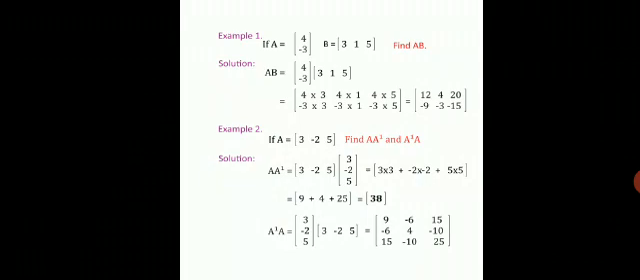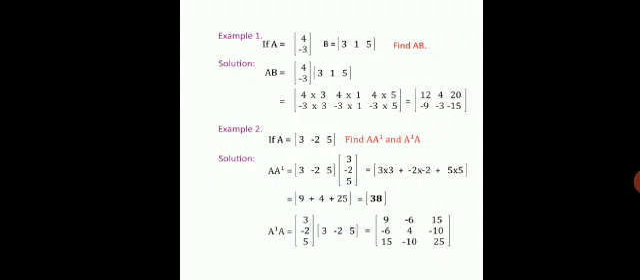Answer. Now second part of the same question, A dash into A. Transpose of A, A dash, is 3, minus 2, 5 in the column matrix, and write A as it is, which is equal to, here order will be different. First row, first column is your first element, that is 3 into 3, 9. First row, second column is your second element of the first row, that is 3 into minus 2 is minus 6, and third element is 3 into 5, that is 15.